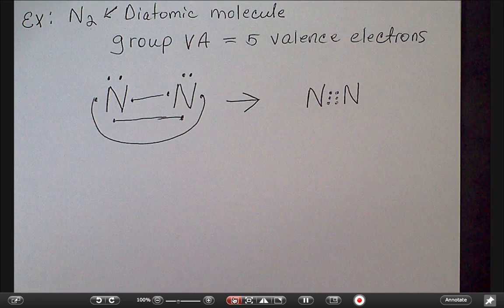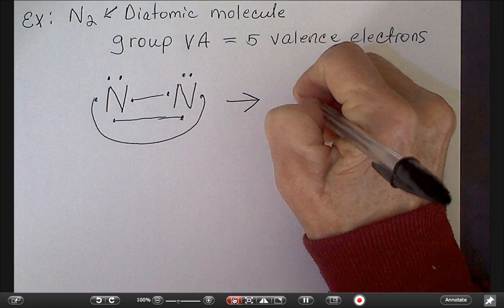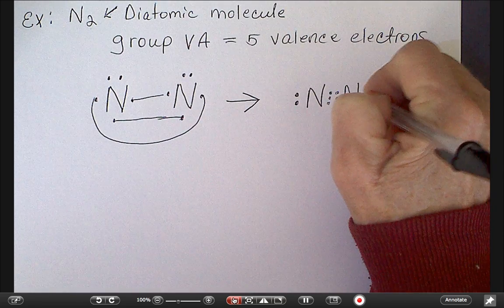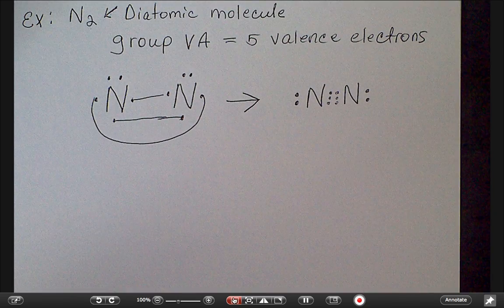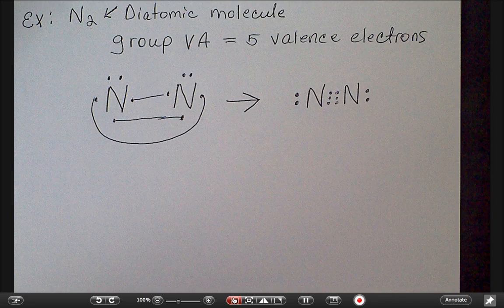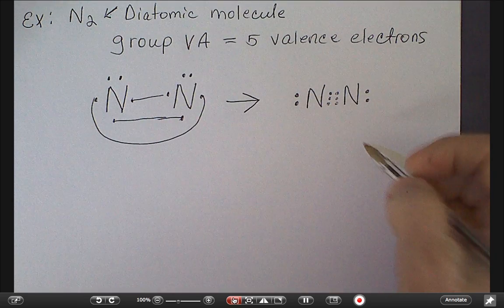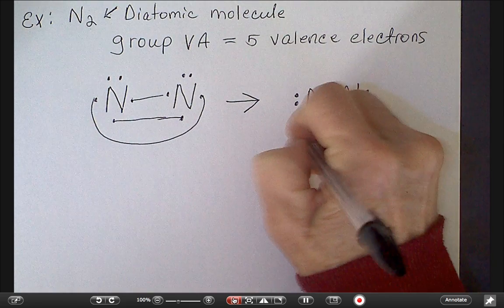Now then, technically, most of the time you'll see these unshared pairs on the outside, but it just depends on who's drawing them. So this is known as what kind of bond? Triple covalent.